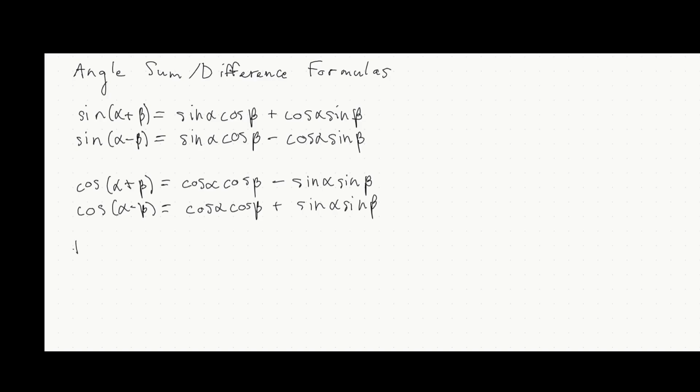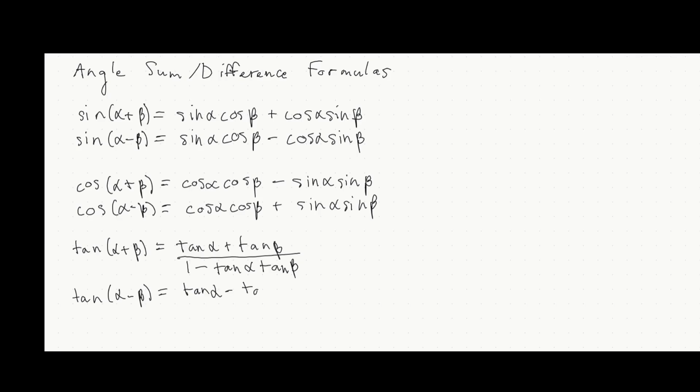And for tangent, for the sum, we have tangent alpha plus tangent beta all over 1 minus tangent alpha tangent beta. And for the difference, we have tangent alpha minus tangent beta over 1 plus tangent alpha tangent beta.